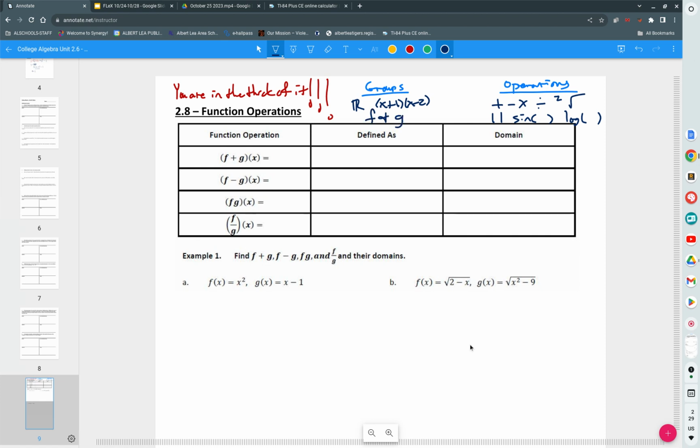f and g. Okay? So, groups, operations. Today our group is functions and our operation is addition, subtraction, multiplication, division. Again, I'll show you two new operations you don't know later on. So, how do we add two functions? Very simple. We just take f of x and we add it to g of x. First part of this is going to be nice and easy.